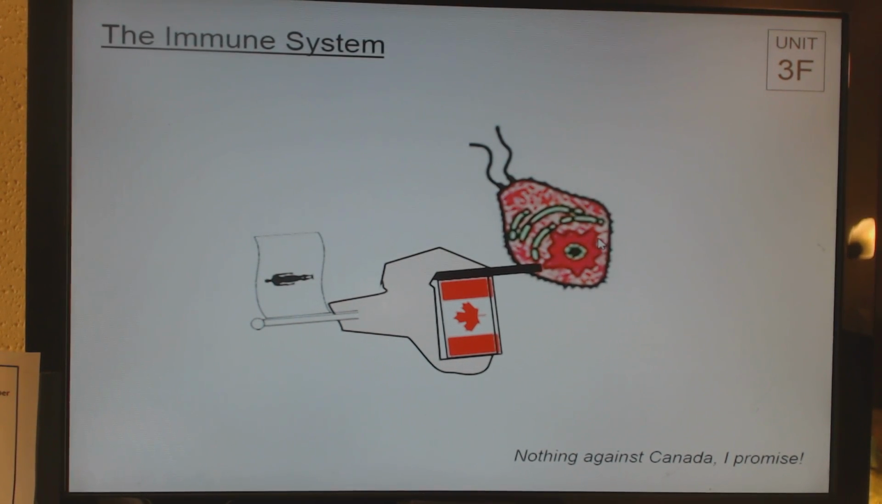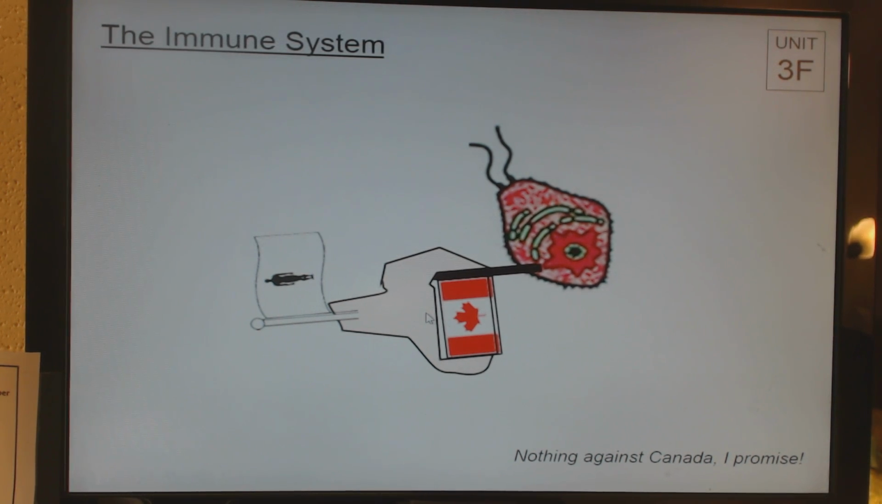Here we have a foreign agent, a bacterium, which we refer to as a pathogen, and it has a flag on it, and that flag is very specific, and our body is able to generate an antibody specific to that flag that recognizes it. I have nothing against Canada, I promise. I just happen to choose the Canadian flag. This antibody recognizes the flag, and it has our own body's flag on it that we can recognize, in order to destroy this pathogen. Now, this can happen in the human body.